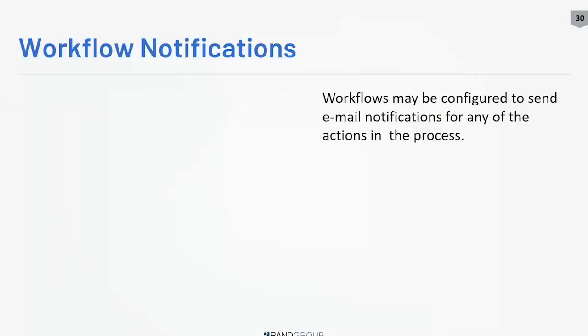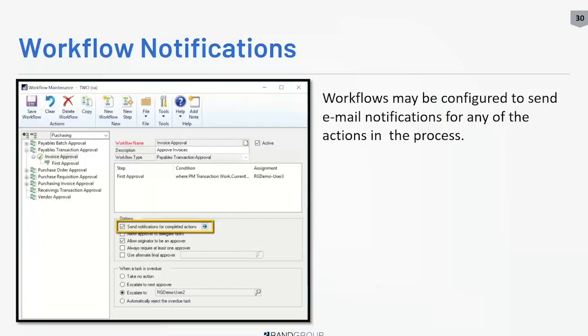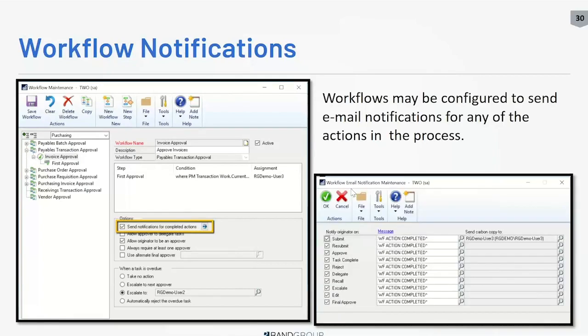Workflows may be configured to send email notifications for any of the actions in the process. As an example, back to our AP invoice approval, you can send notifications for any of the completed actions. If you open up this detail button in your workflow maintenance window, it'll open up your notification maintenance window. These are all the different notifications that can be sent to the originator so that they know what the status is of the invoice that they've submitted for approval.